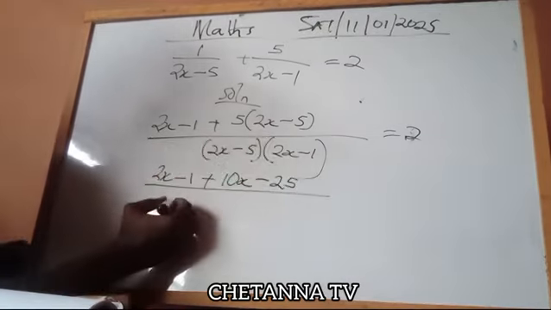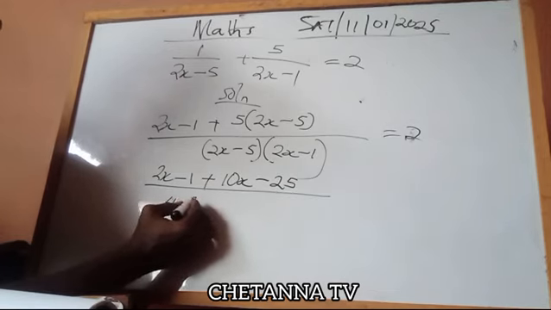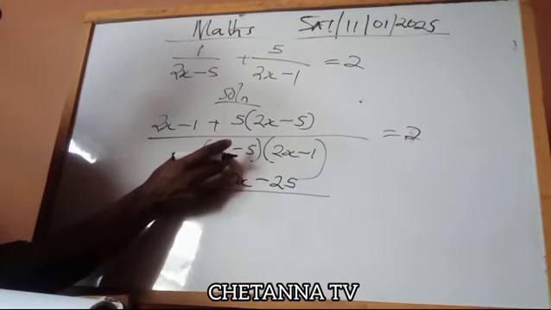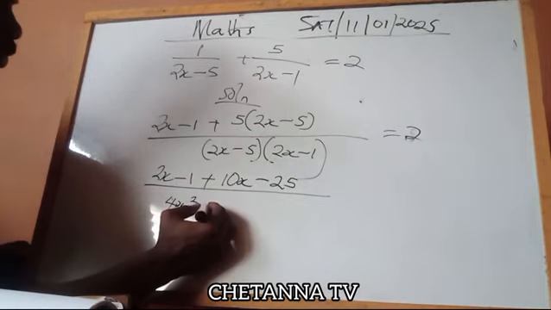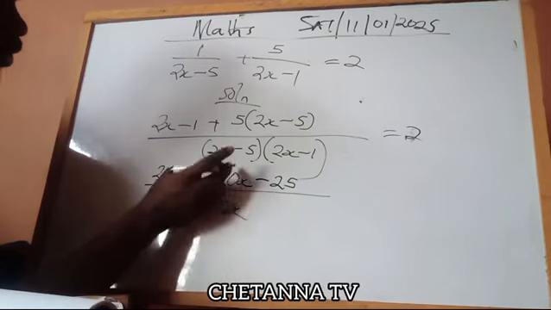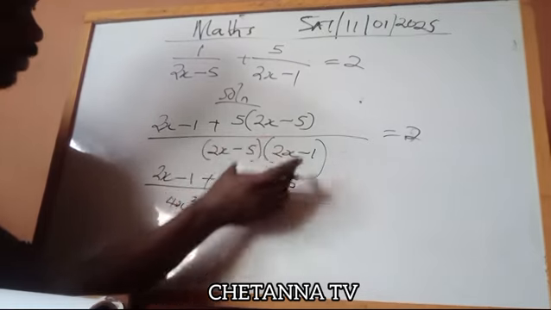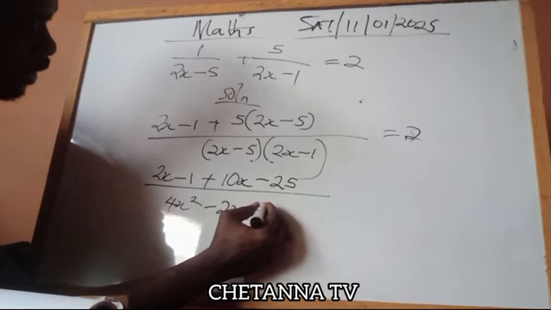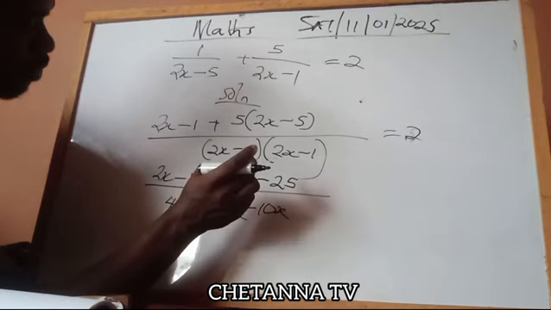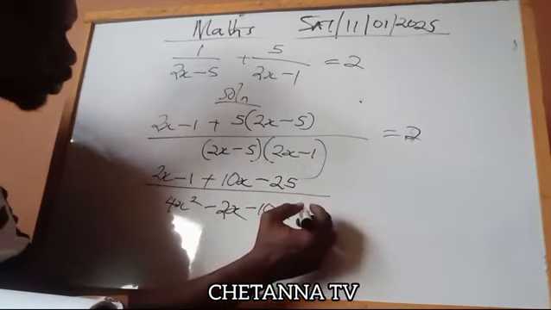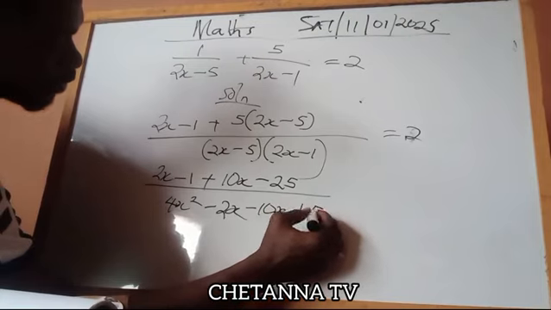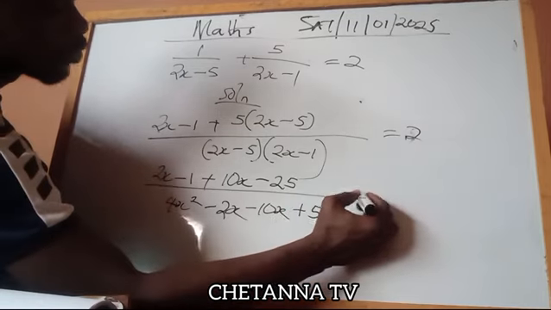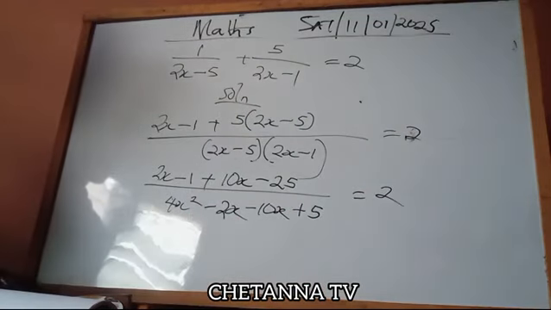This times this is what? 4x. 4x squared, right? Yes. 2x times minus 1 is what? Minus 2x. Good. Minus 2x. Minus 5 times 2x, minus 10x. Good. Minus 10x. Minus 5 times minus 1 is what? Plus 5. Good. Plus 5 is equal to what? 2.